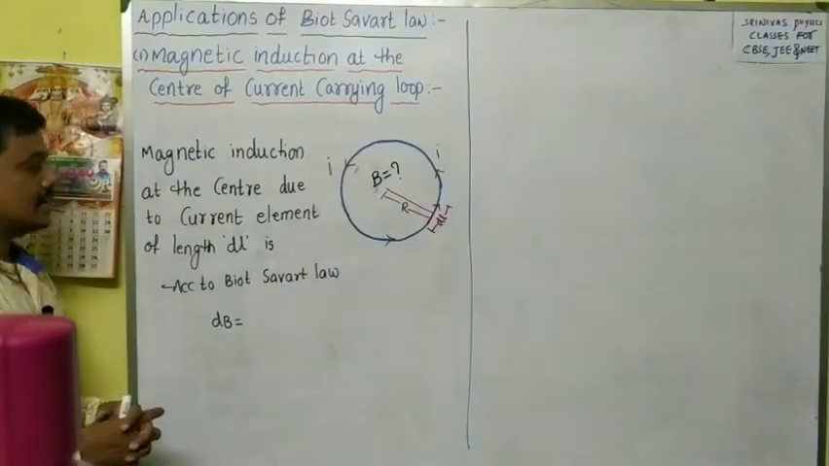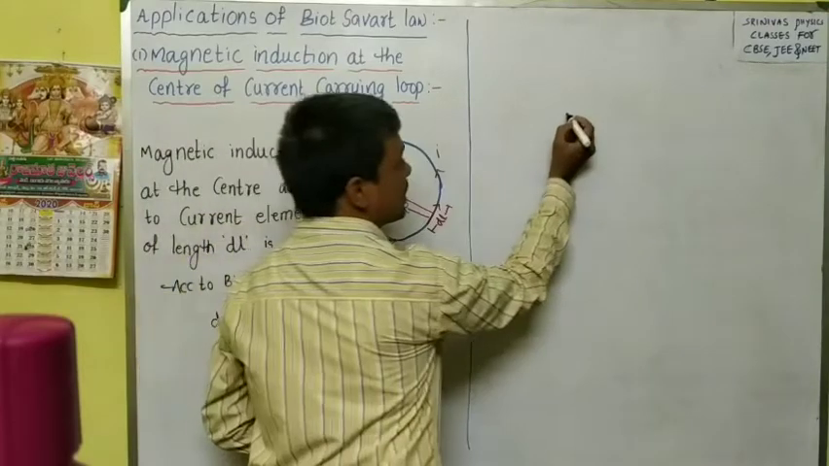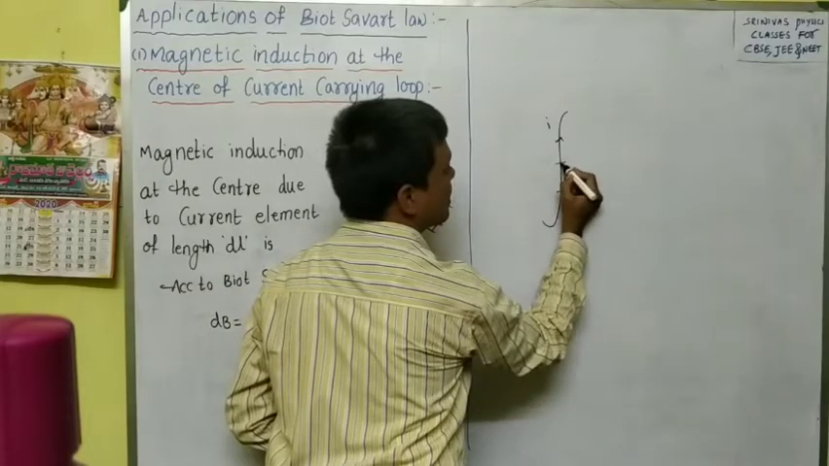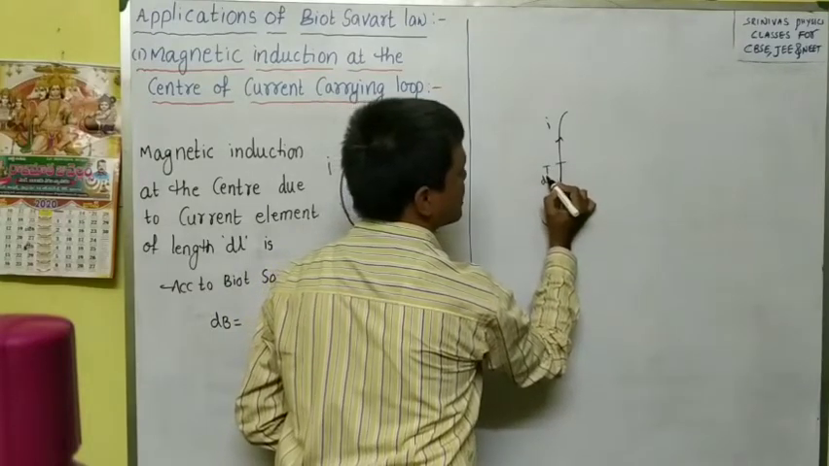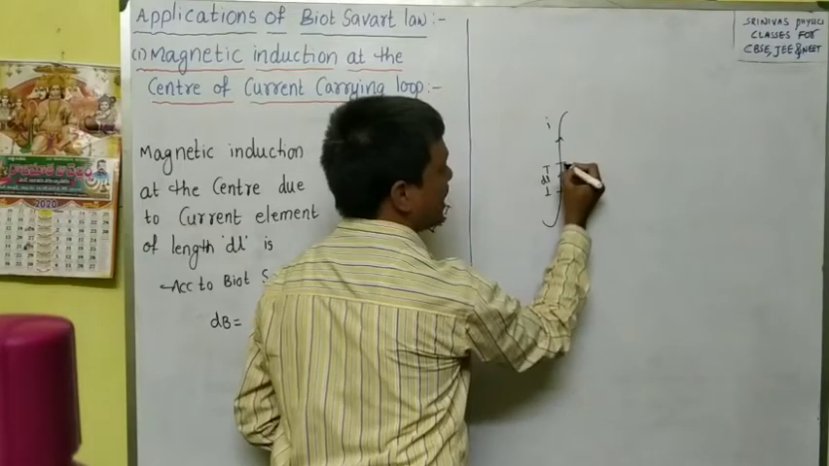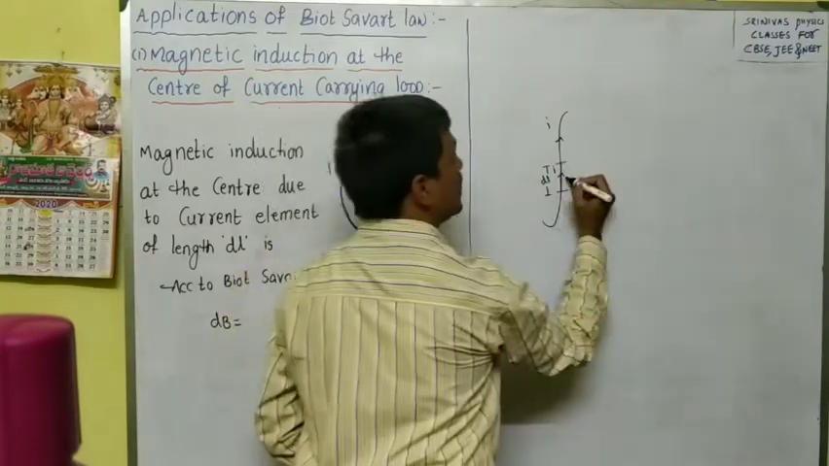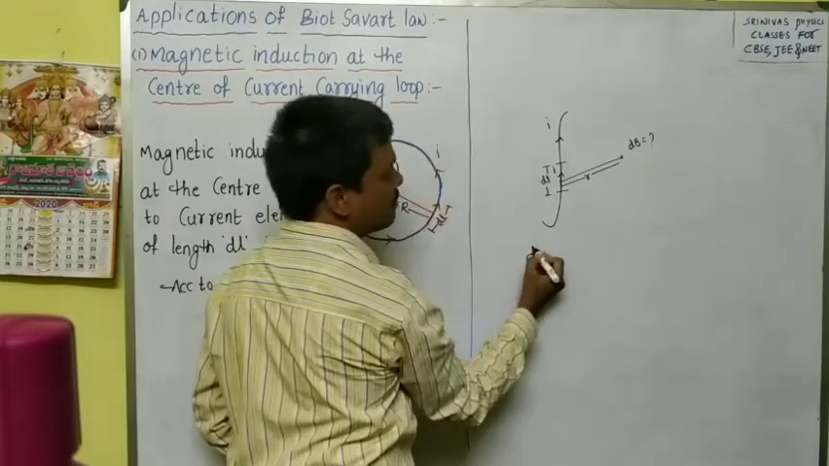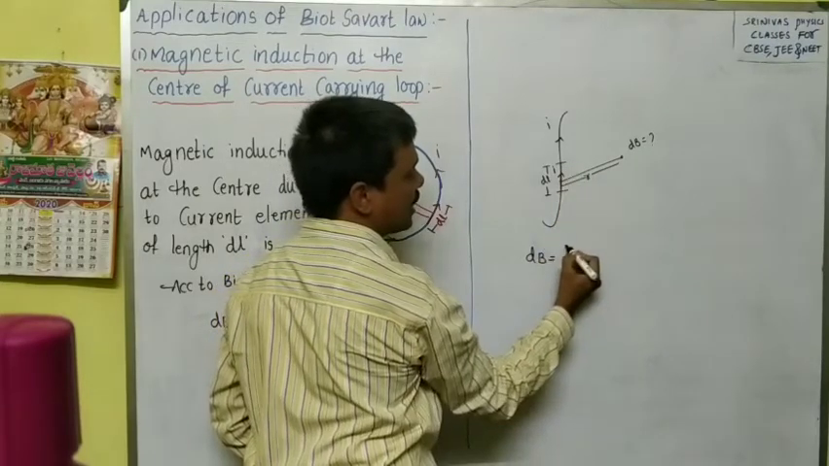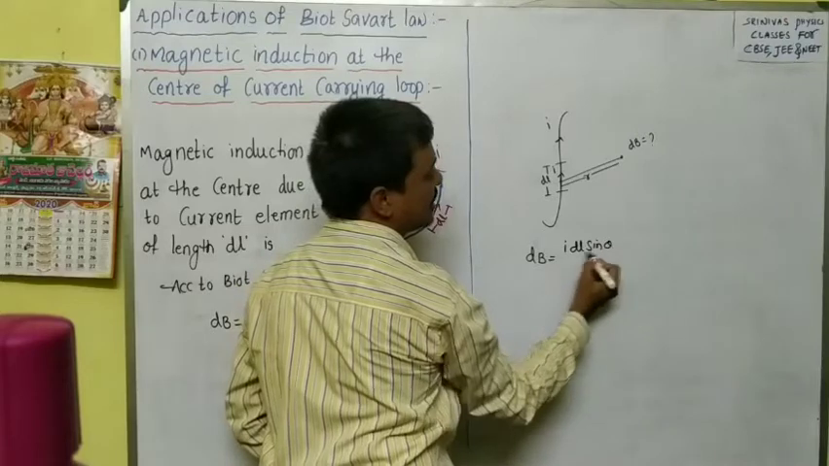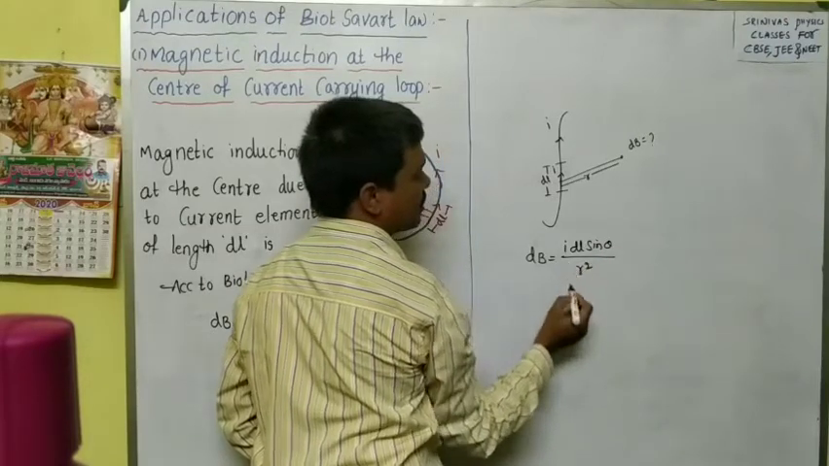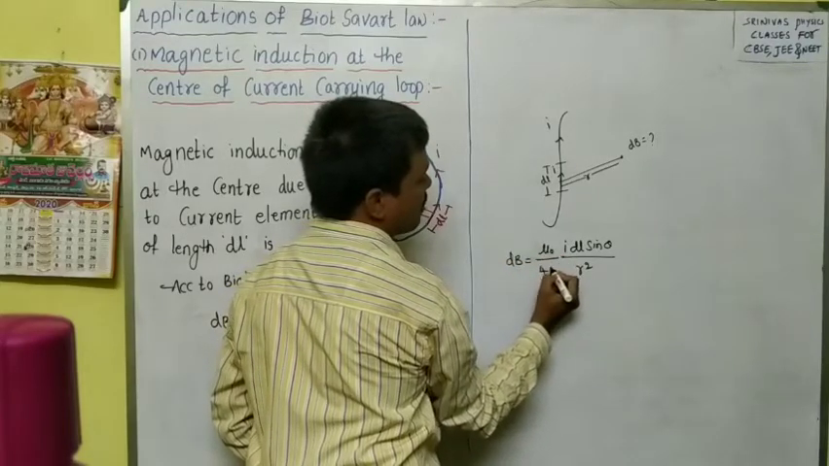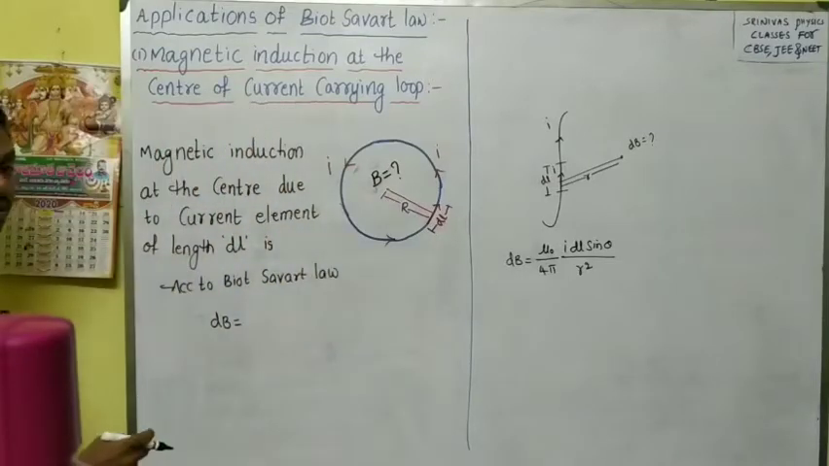Let us first see what the Biot-Savart law is. This is a current carrying wire, and it carries some current I. On this, let us take a small element whose length is dl. This is said to be a current element. If you want to find the magnetic induction dB at a distance r from the element, then the formula is dB = (μ0/4π) × I dl sin θ / r². This is the formula to find the magnetic induction due to a current element.